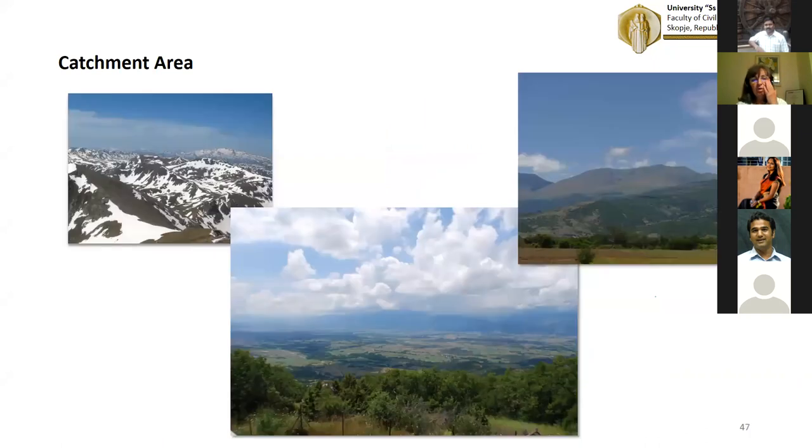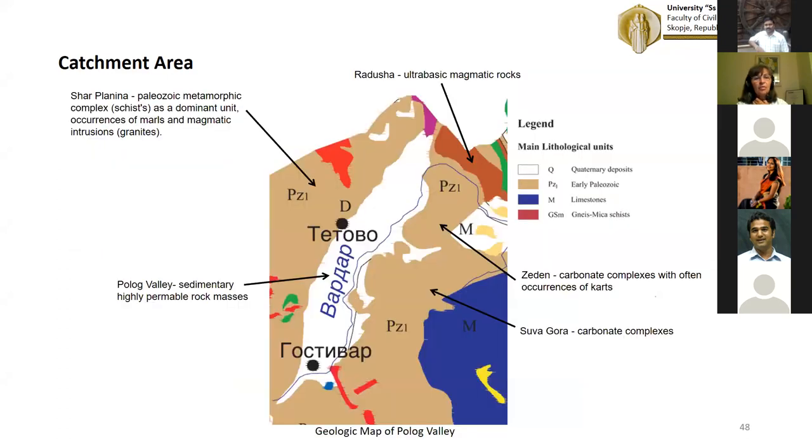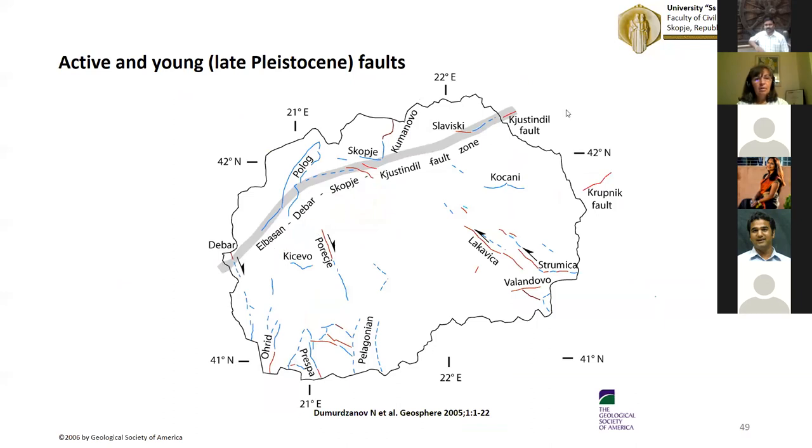Here are some pictures that present a little more of the terrain of the catchment area. Regarding the catchment area and geology, on the high mountains in the west are the magmatic and metamorphic complexes. Then the valley consists of sedimentary, highly permeable rock masses. On the eastern part, there are carbonate complexes. And also here, there are carbonate complexes, but with frequent occurrences of karsts. There is an active fault going through the country and also passing through this area.